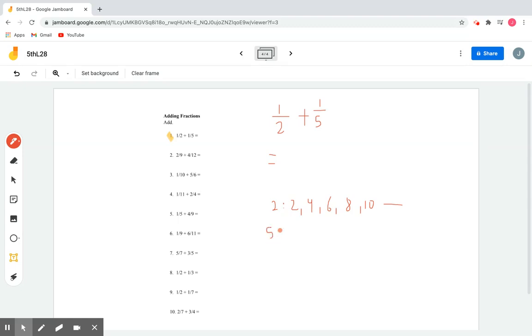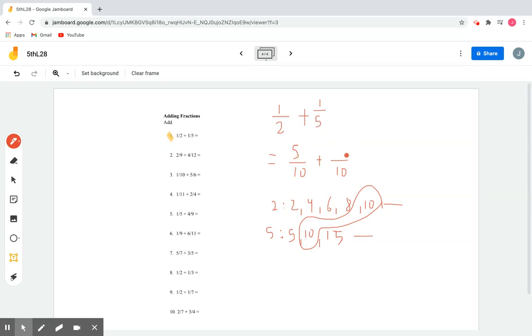And then for 5, we have 5, 10, 15, and then more, right? So what's the least common multiple? It is 10, right? So this will be the common denominator. So both the fractions will have the denominator of 10. So 2 goes into 10, and we have 5, right? 2 times 5 is 10. So I'm going to multiply 5 to the numerator, and 1 times 5 is 5.